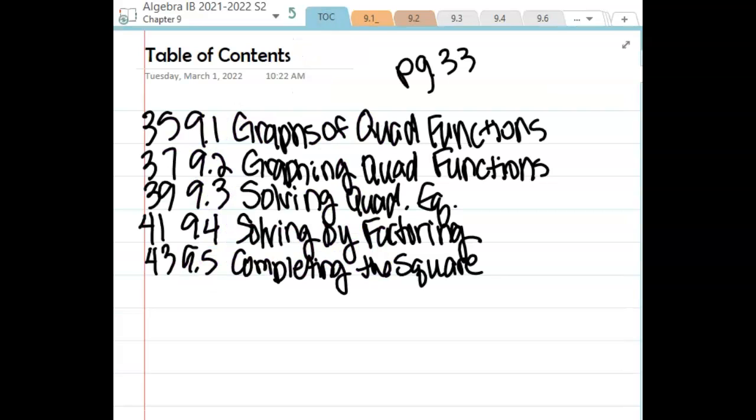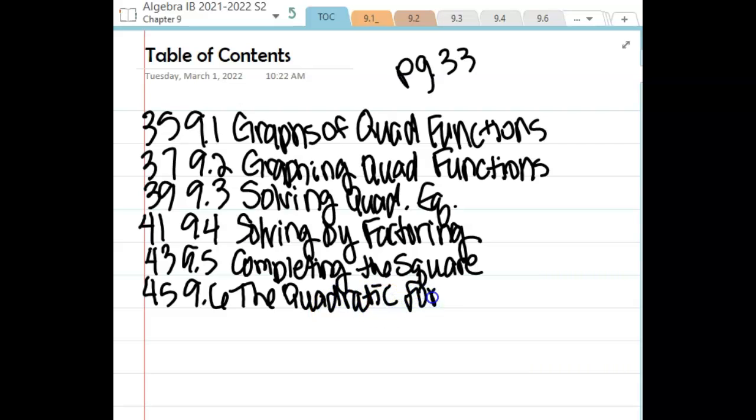This is page 45, 9.6, the quadratic formula.